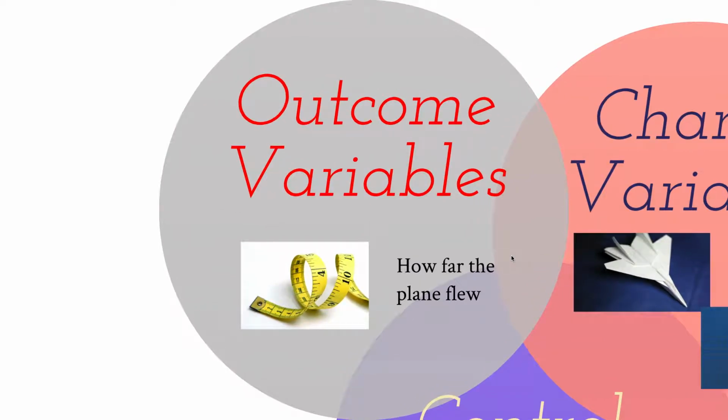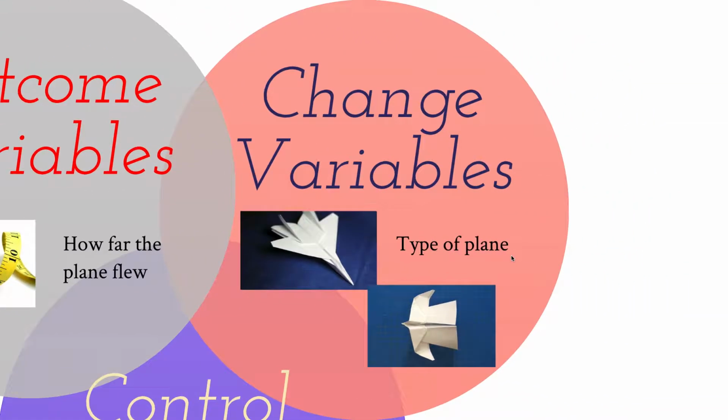So the first variable we like to talk about is our outcome variable, and this is the thing that we're interested in measuring. So for example, with our airplanes last week, this might have been how far a plane flew, or the way in which it flew. Did it fly loopy? Did it nosedive? Did it turn? Did it veer? But ultimately, the outcome variable is the thing we're really interested in, the thing we want to know to answer our research question.